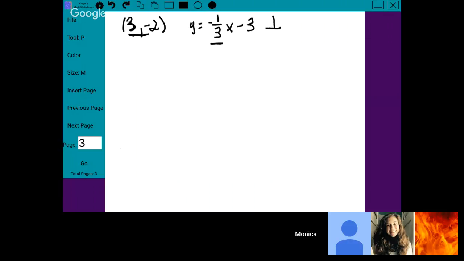So to use a perpendicular slope for that, we're going to have to flip this, okay? And then do the opposite sign. So a perpendicular slope for that would equal 3. Because if we flip it, it's going to be 3/1, and make the opposite sign, it will be positive. So now we can plug into this formula.